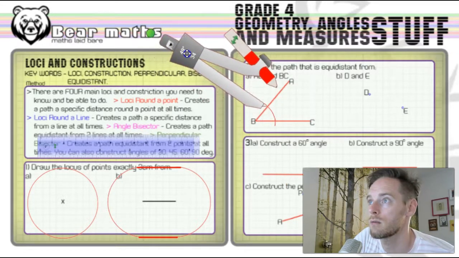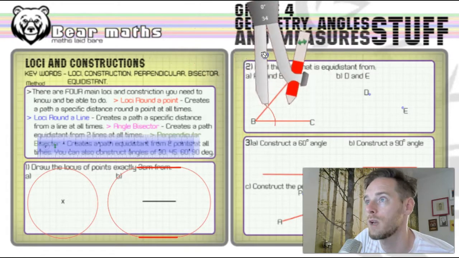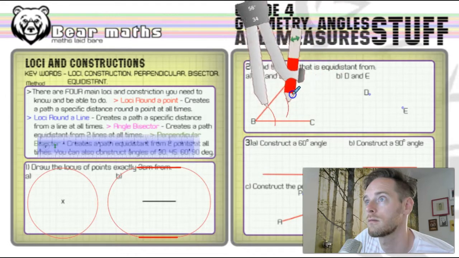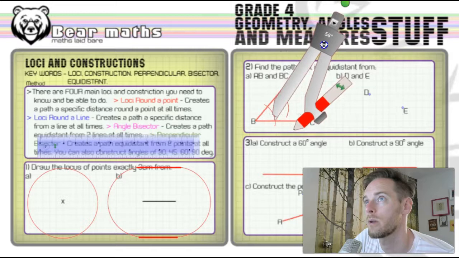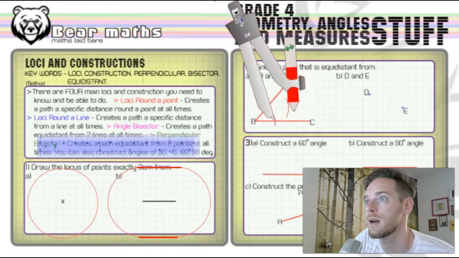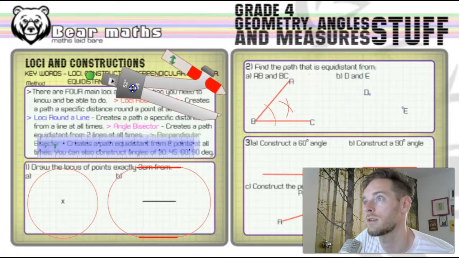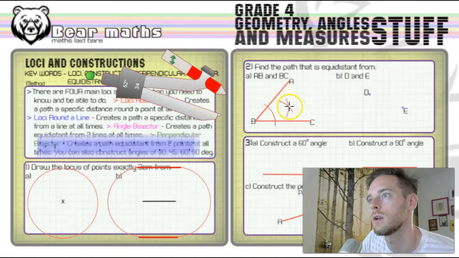Now what I'm going to do is pop the compass point there on the point of intersection between the line and the arc that I drew. And I'm going to draw an arc in the middle here, like that. And then I'm going to pop it on that point there and rotate that around, and then draw an arc. And then I've got another point of intersection. And what that has done is given me a point to join back to the vertex of the angle.